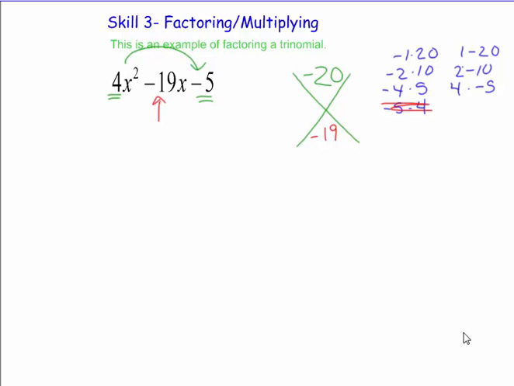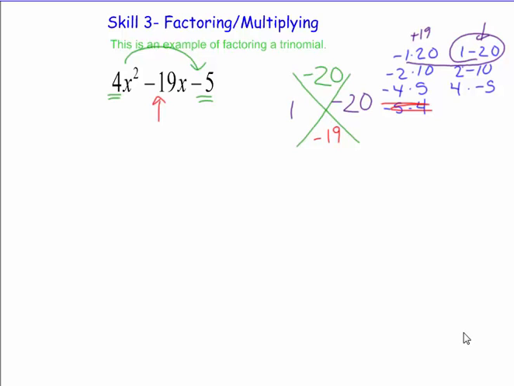What we need to choose is the combination of the numbers that add to be our negative 19. And our negative 19 combination is right there. Okay? This first one would add to be positive 19. We need that combination. Positive 1 and negative 20.